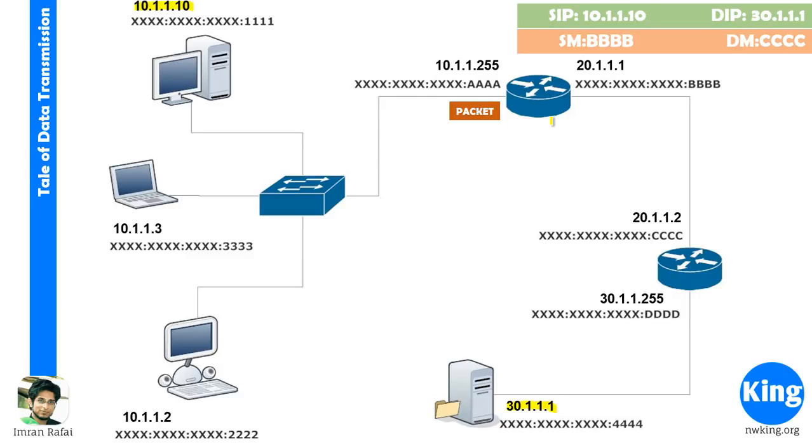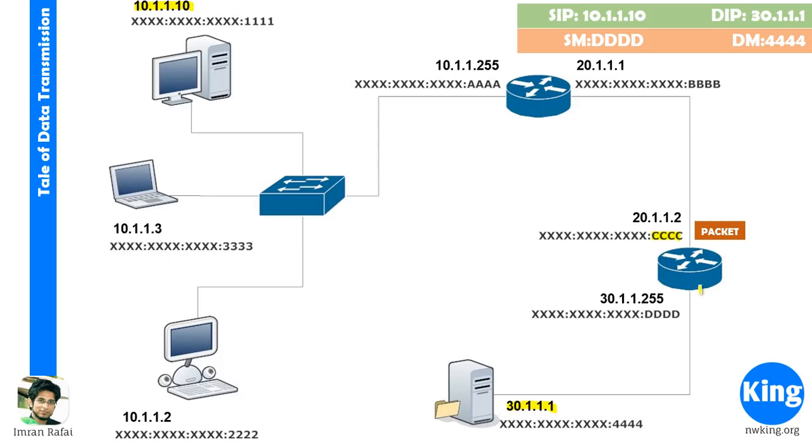So what it does is update the source information. The source MAC address is itself, and the destination MAC address is the other router. Now that packet comes to this router. Now this router again strips the layer 2 information and looks at the layer 3 information. The destination IP address is 30.1.1.1, and this router looks at itself and sees that the 30.1.1.0 network is directly connected to it. So what it does is update the layer 2 information: the source MAC address is DDD and the destination MAC address is 444.